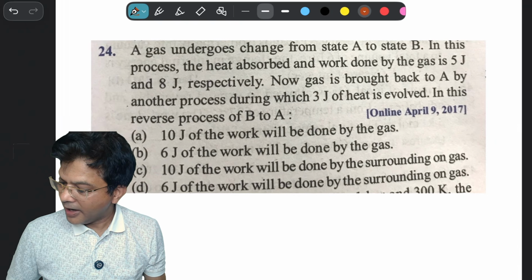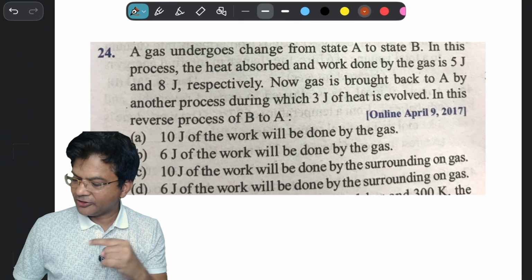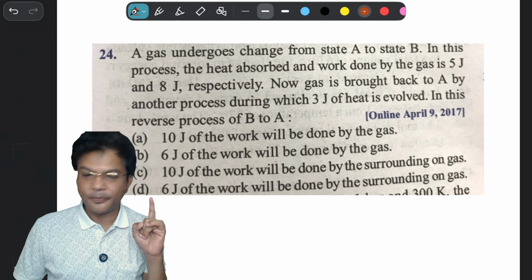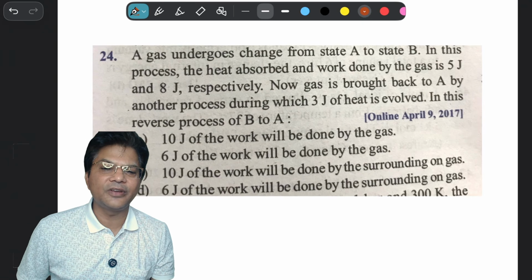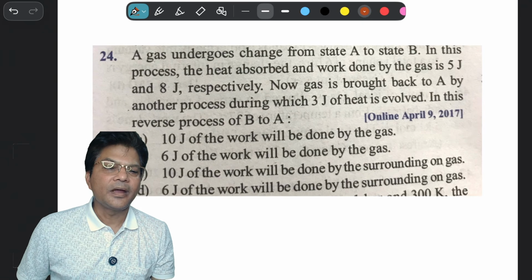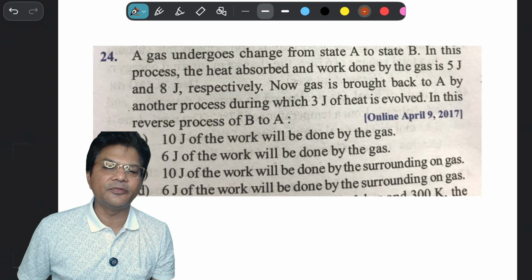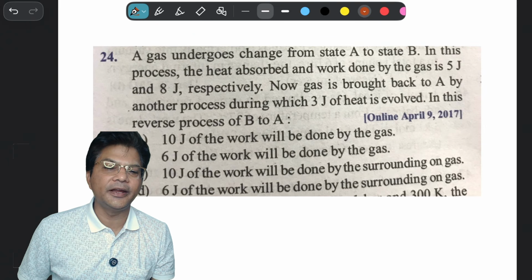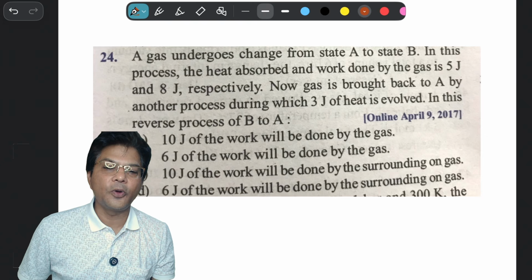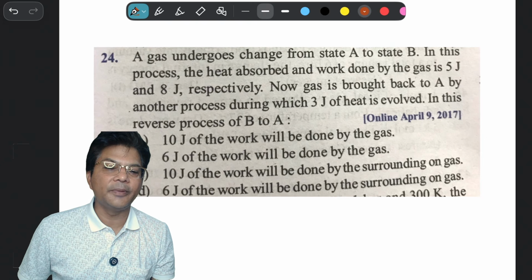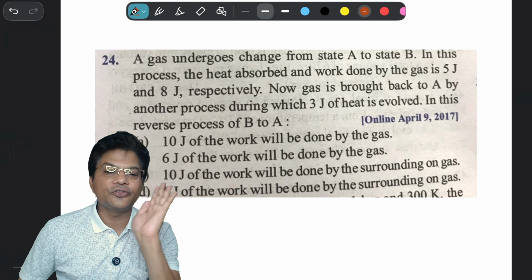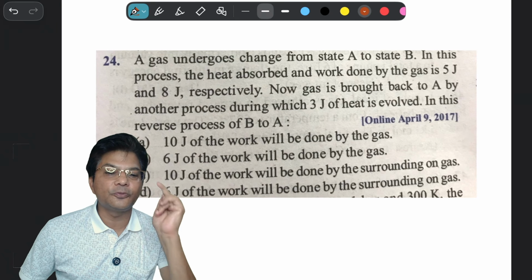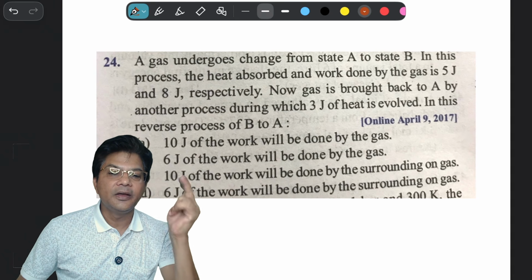What I have explained right now, the question is based on that only. A gas undergoes change from state A to B. In this process, the heat absorbed is 5 joule and the work done by the gas is 8. Now the gas is brought back to A by another process. Try to understand: in the first process, heat absorbed and work done.